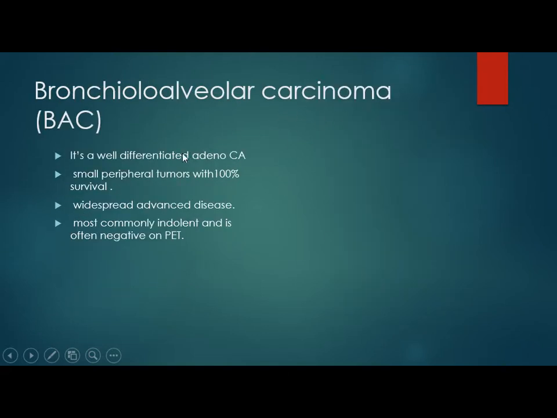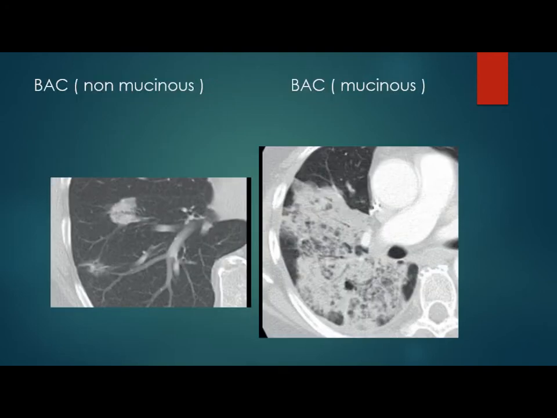Bronchoalveolar carcinoma is the third common type. It's a well differentiated adenocarcinoma. It appears either as a small peripheral tumor with 100% survival, or as widespread advanced disease, most commonly indolent and often negative on PET. So in this case, they need late follow-up. It may change after up to 4 years.